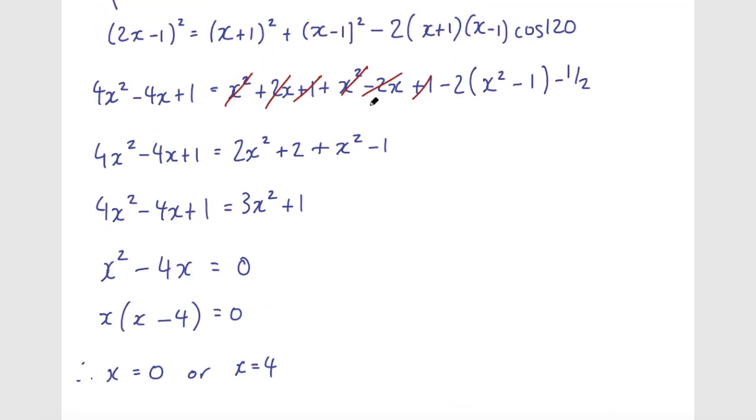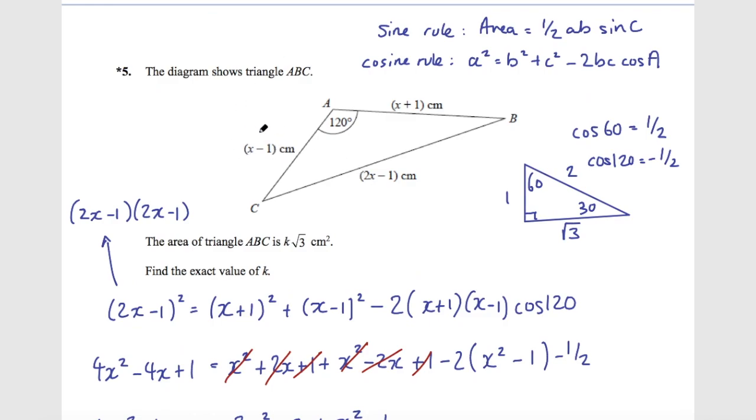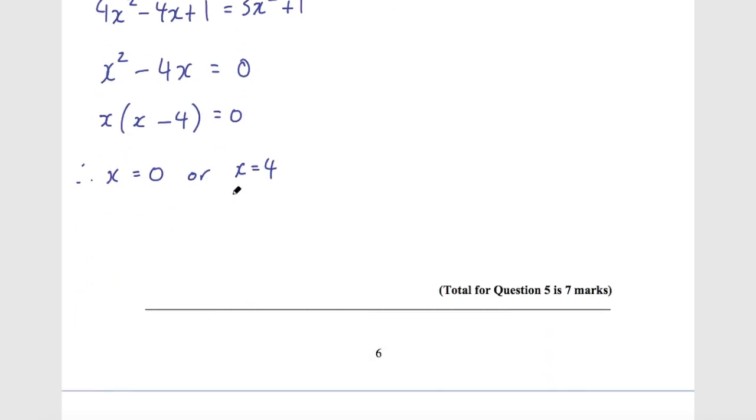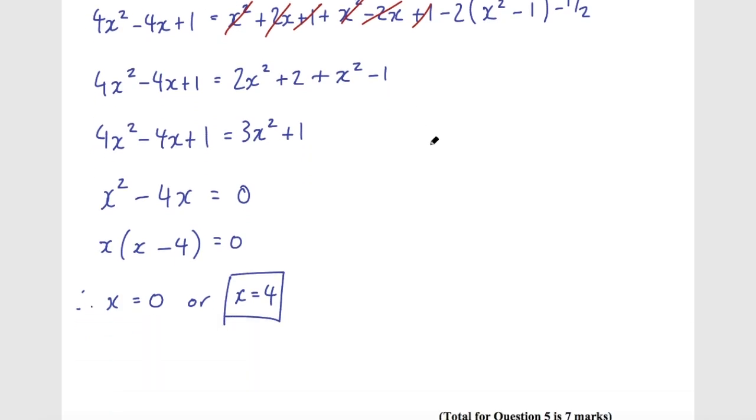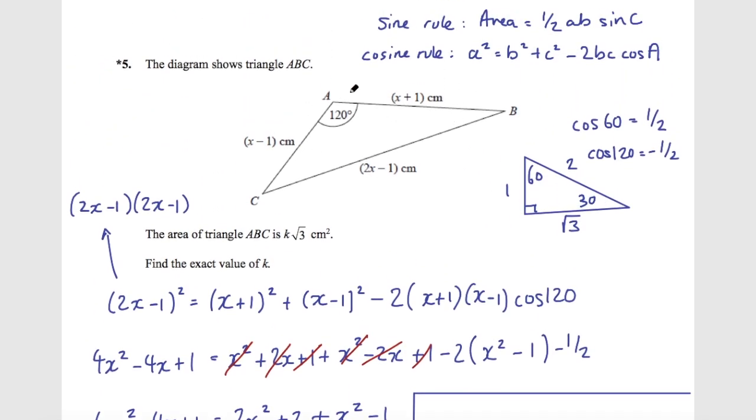Now let's just go back to the diagram quickly. If x equals 0, what would happen? If x equals 0, this would be negative 1. And because it's a length, it doesn't make sense for it to be negative. So x can't equal 0, so therefore x must equal 4. Okay, and so now we have a value for x. We know all of the side lengths, and we can use this area formula to relate this to k.